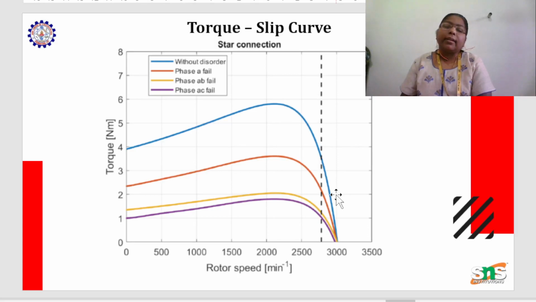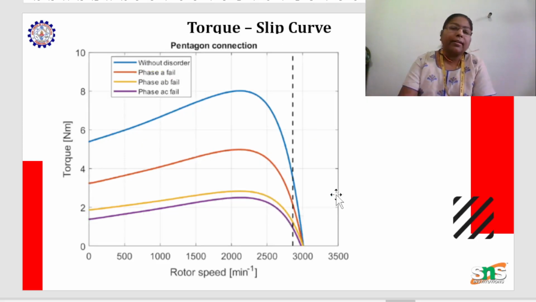We all know torque is directly proportional to the square of the applied voltage. So if you have one phase absent, then the reduction in torque will be around 36%. If you have two phases absent, then you'll have a subsequent decrease in the torque value. That is very clear over here.